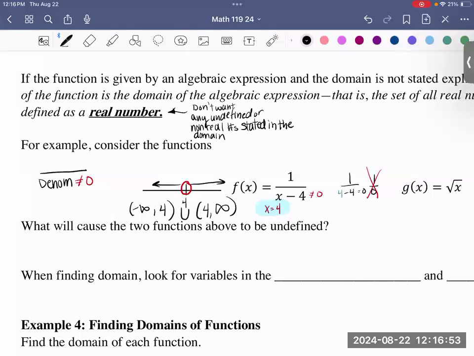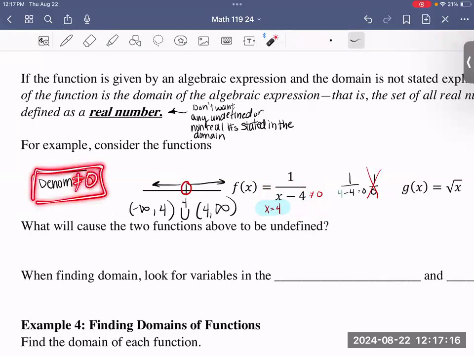Now, the more complex your response is, so if you have a bigger polynomial, you might have to factor. If things cancel and simplify, as we saw in chapter 1.8 and 1.4, if you cancel, you're going to end up with a hole. Holes matter. So any sort of denominator, we want to find what is going to cause a 0 and exclude it.